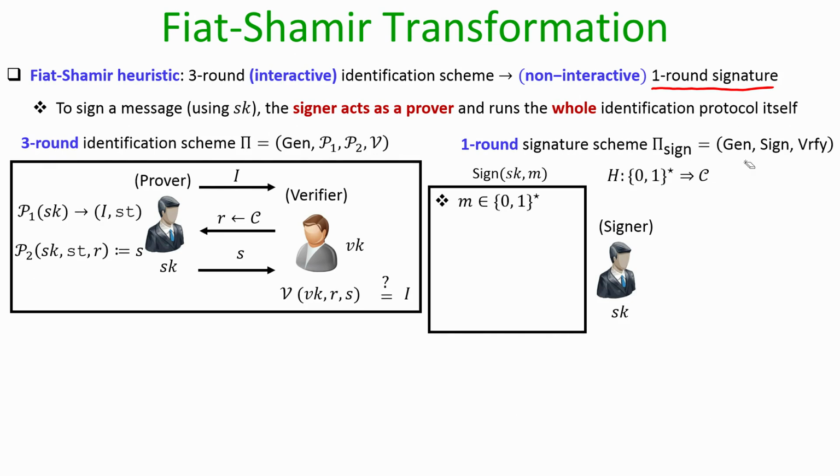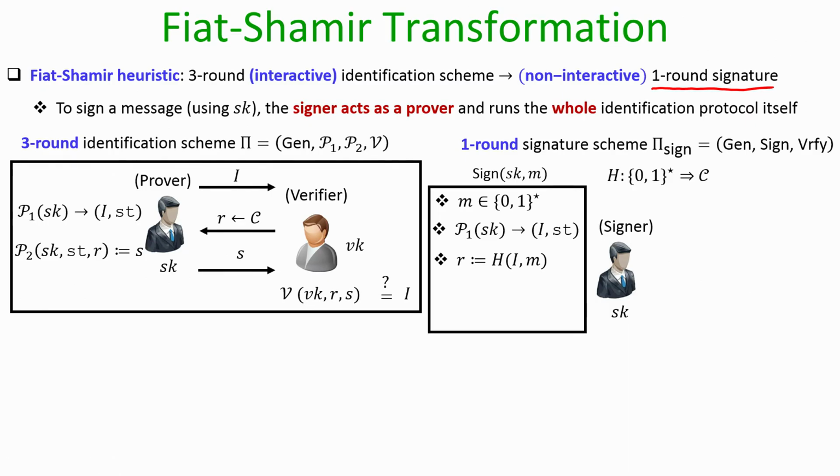The key generation algorithm of this signature scheme will be the same as the key generation algorithm of the identification scheme. Now, the signing algorithm is as follows. Imagine there is a signer who has the signing key sk and a message on which it wants to generate its signature. As I said earlier, it has to play the role of the prover as well as the verifier of the identification scheme itself. So, it runs the P1 algorithm on the signing key to obtain the commitment I and the state information, and now it has to pick the challenge randomness R on behalf of the verifier itself.